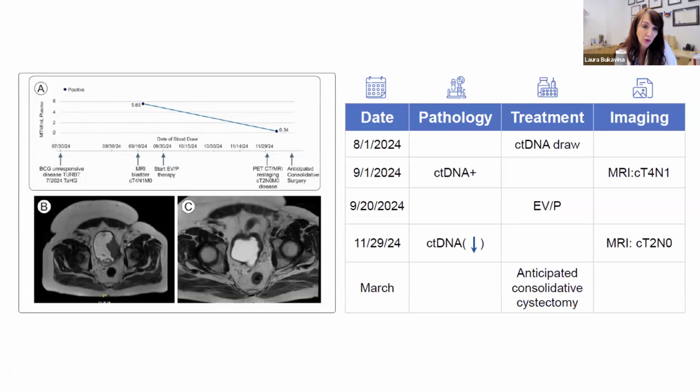The patient eventually underwent EVP therapy because it was locally unresectable disease, and had a great response. In fact, he went ctDNA negative after a couple of months of EVP therapy and did undergo surgical consolidation with pT2 disease at the time of his cystectomy and remains ctDNA negative. So this is an example of how we transitioned from non-muscle to locally advanced to systemic treatment and getting a patient a favorable outcome with the test of a ctDNA.